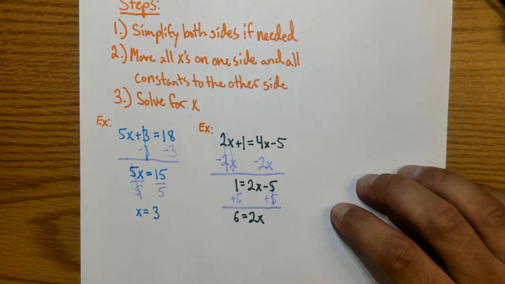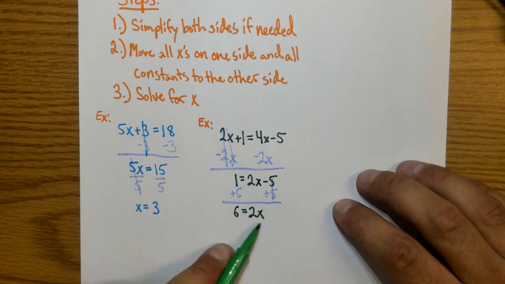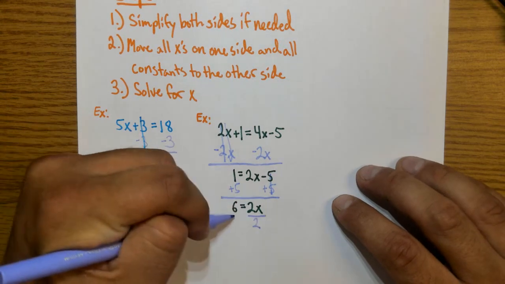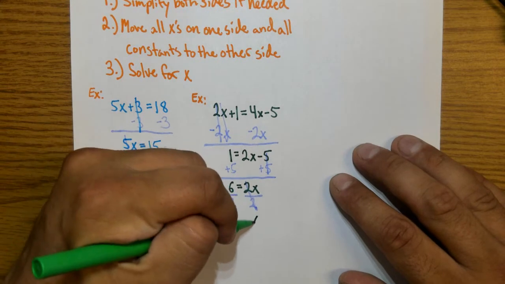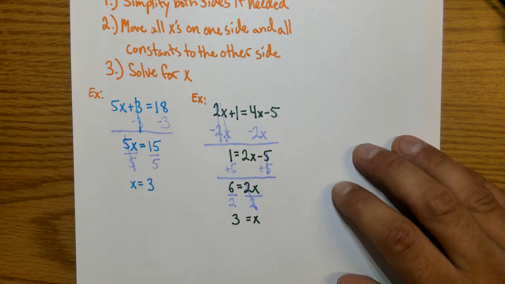And then finally we can just continue solving for x. That's our step 3. X is being multiplied by 2, so let's go ahead and divide both sides by 2. And would you believe that? Look, our answer is the exact same thing, 3. I didn't mean to do that, but that's how it worked out.